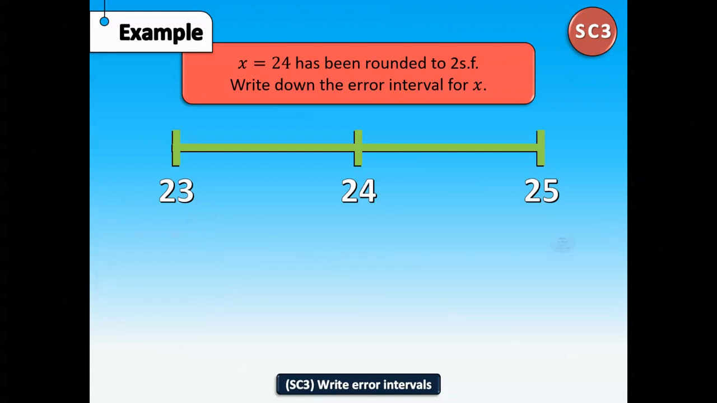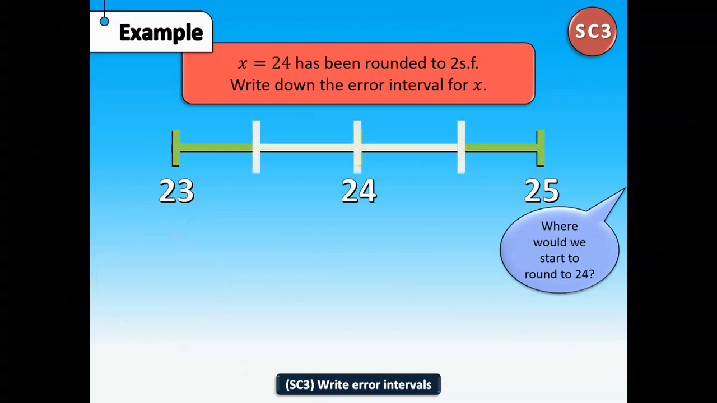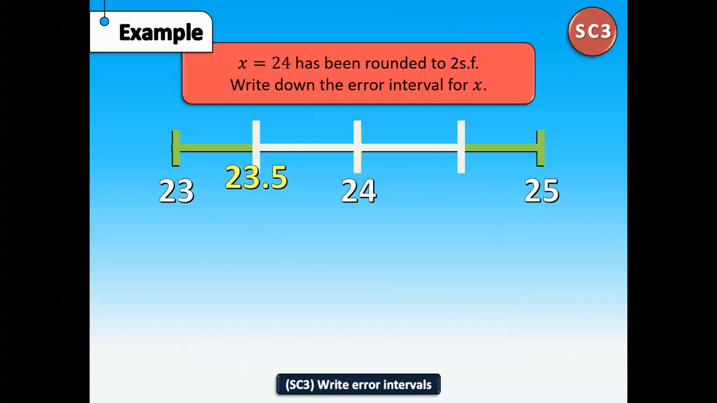So x must have been in between here to have been rounded to 24. The smallest that x could have been was 23.5, and the biggest it could have been was 24.5. Now, this isn't actually true because x couldn't have been 24.5, because if it was, it would have been rounded up to 25. So it needed to have been any number between 23.5, including 23.5, but less than 24.5.